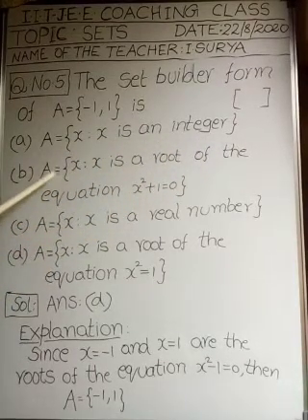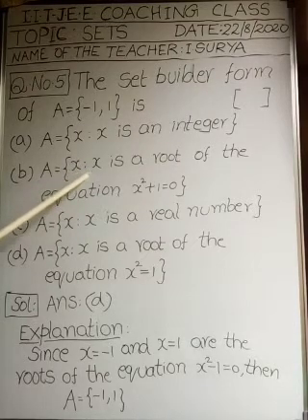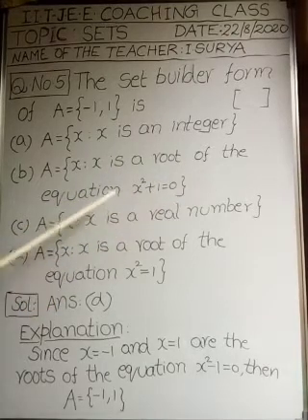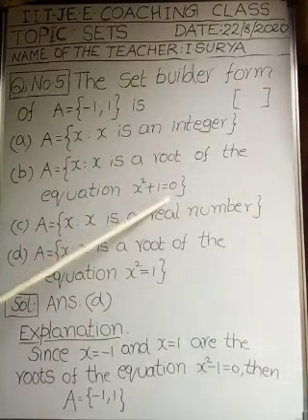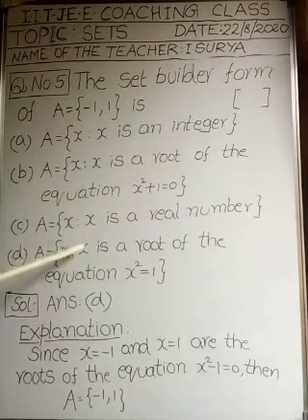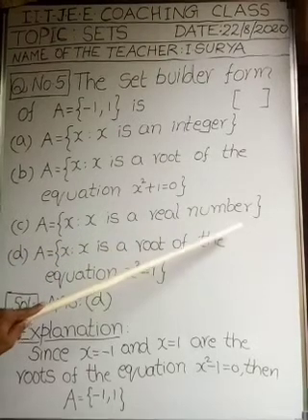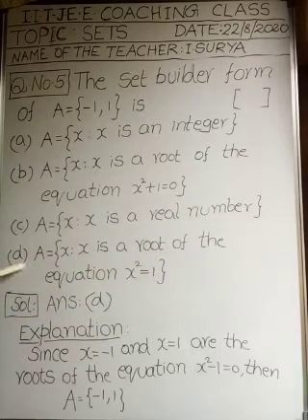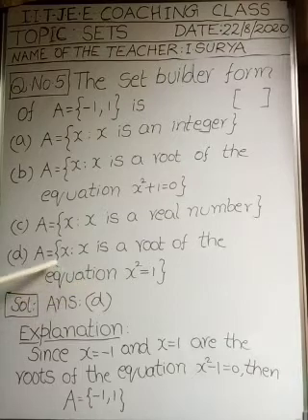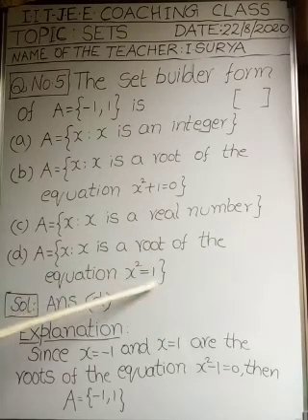See the second option, A is equal to, how do you read this one? Set of all x such that x is a root of the equation x square plus 1 is equal to 0. Now come to the third option, A is equal to, how do you read this one? Set of all x such that x is a real number. Okay, my children. Now fourth option, A is equal to, again set builder form. How do you read this one? Set of all x such that x is a root of the equation x square is equal to 1.